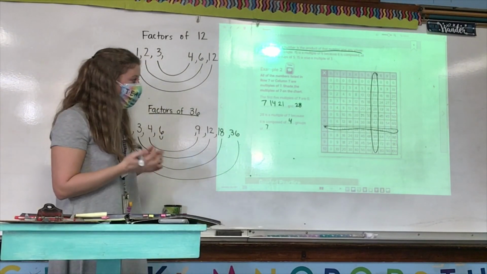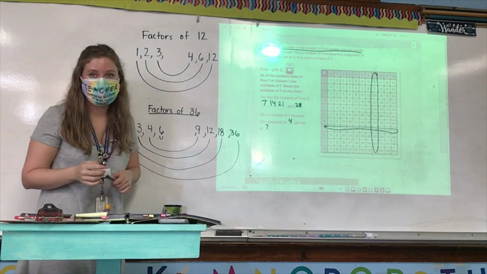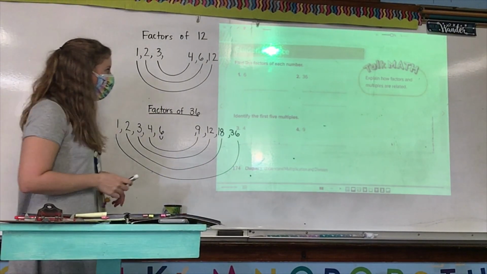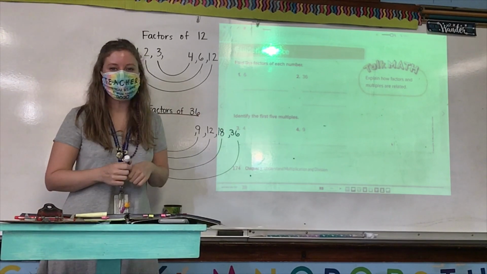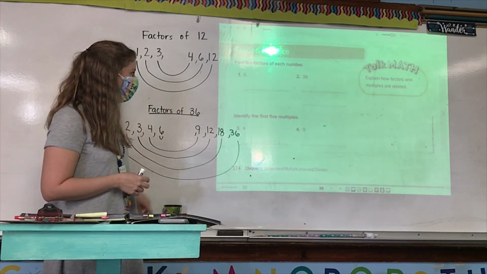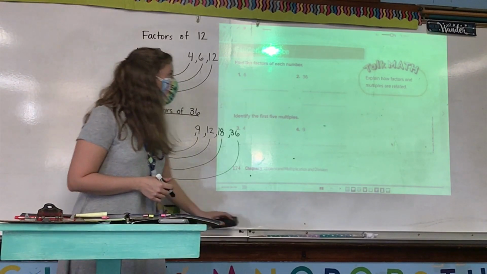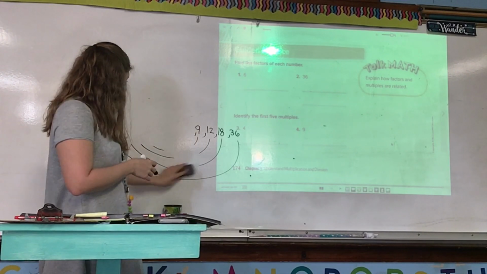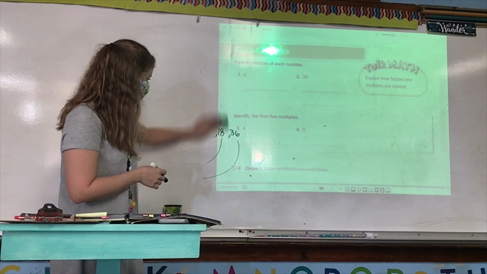Okay, so now let's look at the guided practice, and let's look at number 1. The directions for numbers 1 and 2 say find the factors of each number. So we're going to do our factor rainbows.